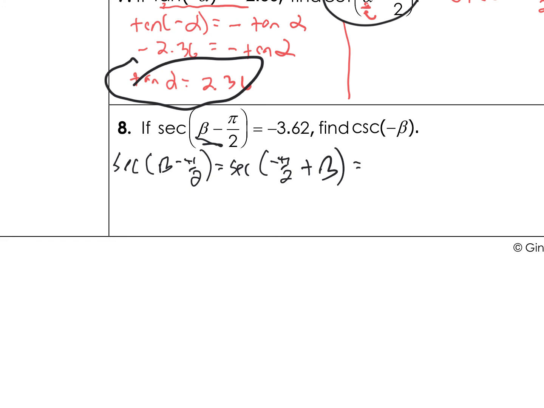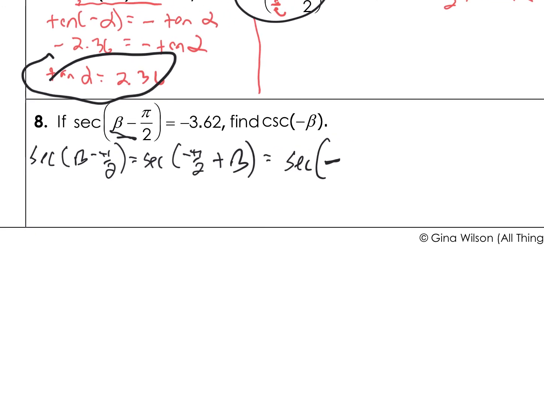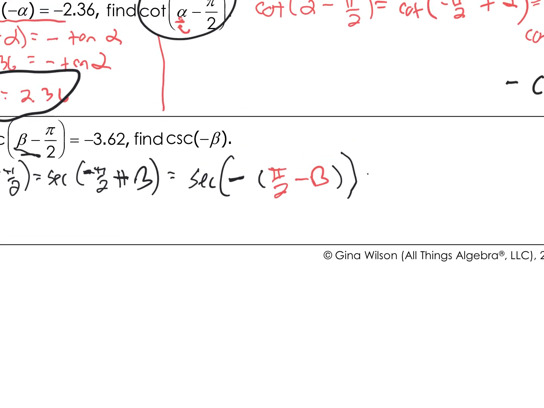Factor out the negative, equals secant of a negative out front. I'm factoring a negative out of this negative, and a negative out of this positive. So that turns into negative of a positive pi over 2 minus beta. Now, what do I know about the secant of a negative angle? It's just like the cosine. I believe it's going to be equal to the positive of the secant of pi over 2 minus beta.